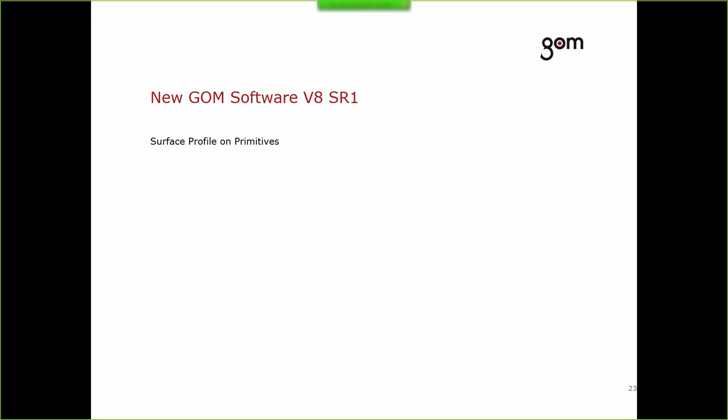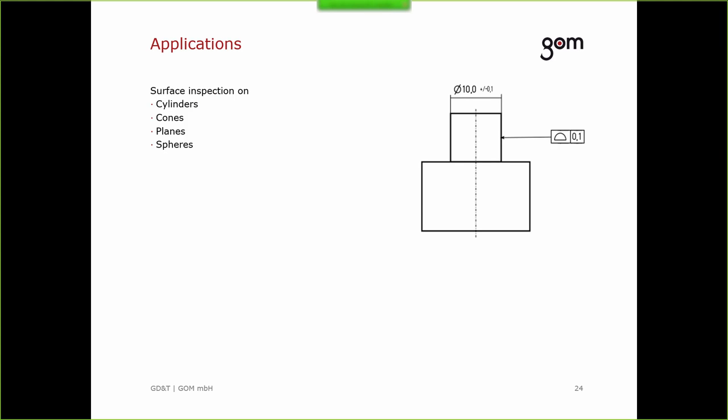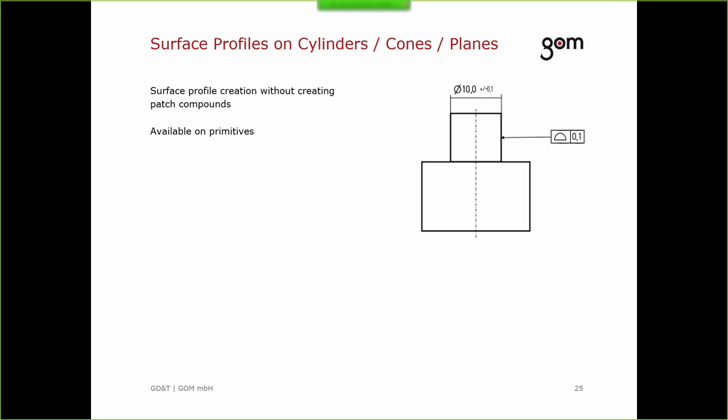A very nice and easy to use function is the surface profile on primitives. The profile of a surface can be used for advanced freeform surfaces, such as when a surface curves in multiple axes at once. Commonly, casted parts use the surface profile when the surface is curved to control the amount of variation. For checking the surface profile of primitives, additional patch compounds are no longer needed. The inspection is now directly available at the element.